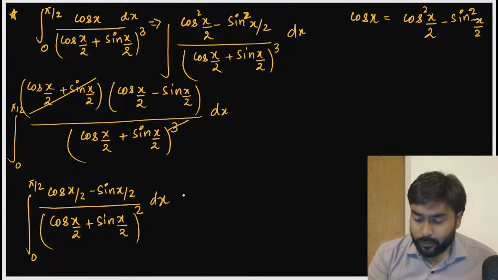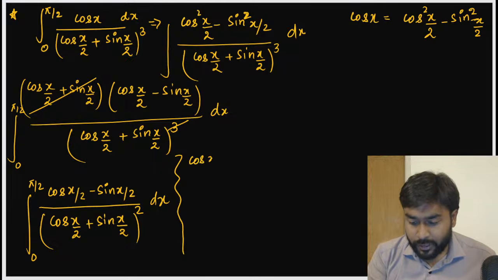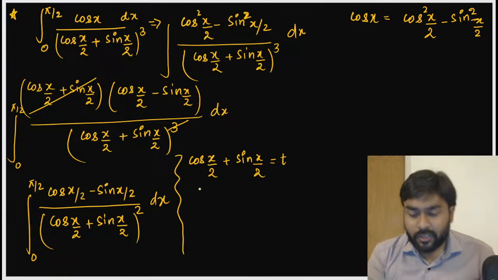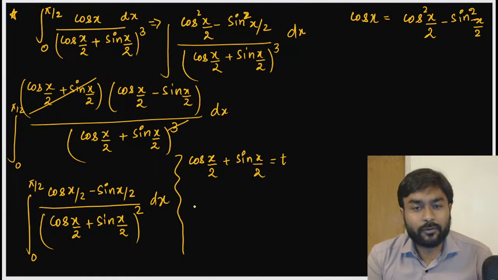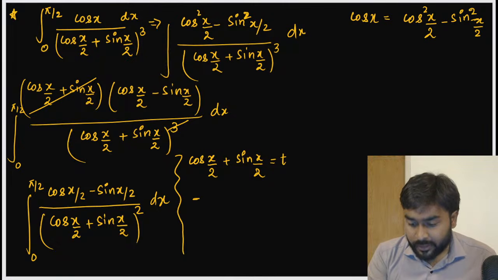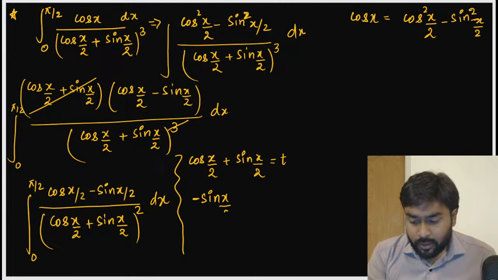Okay, so after this, what we can do, we will take this denominator again as t: cos x by 2 plus sin x by 2. I am taking t. If you take this t, easily you can solve after this. So differentiation of cos x we know. Differentiation of cos x is what? Minus sin x by 2. But here we have to apply the chain rule, and the chain rule is saying what?